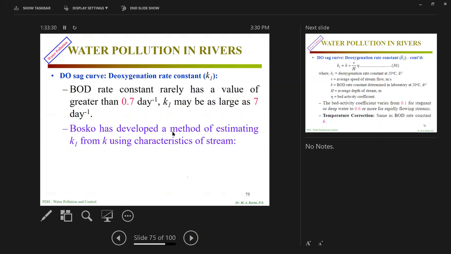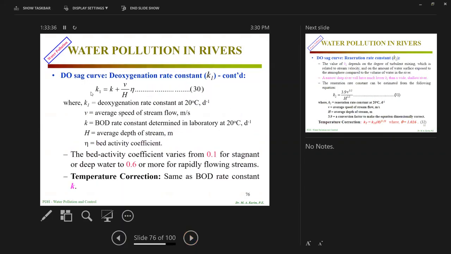The Vasco has developed a method of estimating K1 using characteristics of the stream. So here is the equation. K1 equals K, then divided by V divided by H times eta. K1 is the oxidation rate constant at 20 degrees Celsius, and V is the average speed. K is the VOD rate constant. H is the average depth. And eta is the bed activity coefficient.